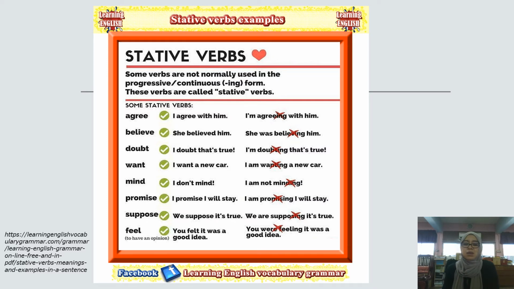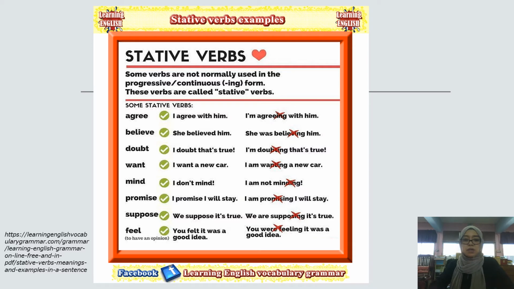Continue with the next verb, promise. I promise I will stay. And we don't say I'm promising I will stay. The next one is suppose. We suppose it's true. And we do not write we are supposing it's true. The last word but not least is the word feel, or to have an opinion. You felt it was a good idea. But we do not write in the form of ing, you will feeling it was a good idea. So that is not stative verbs if we have ing.